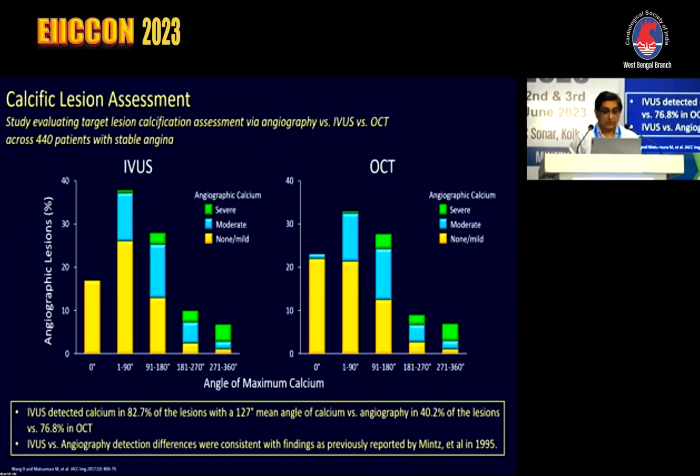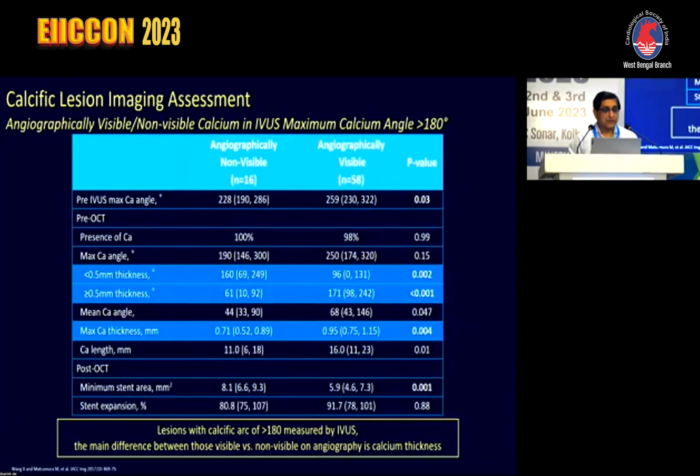So these two papers are for our understanding of how powerful an imaging tool IVUS is in terms of detection of calcium. If you are doing angioplasty and suspecting that this lesion is a calcific lesion, IVUS is an excellent tool, and I will show you why. Angiographically visible versus non-visible calcium at IVUS, maximum calcium angle greater than 180 degrees.